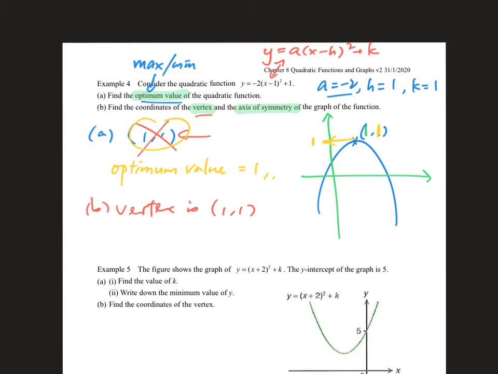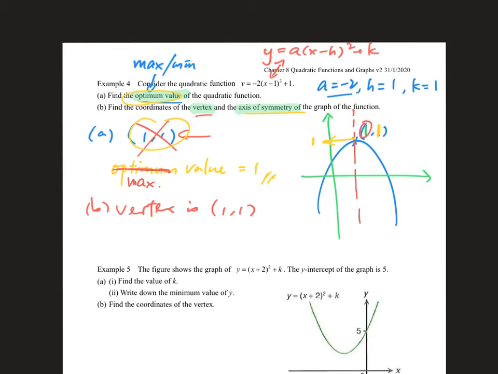So to be more precise, I suggest you write not just optimum value, but you can also write maximum value in this question. So this is the first part, telling you what the optimum value actually means. Next, vertex is a piece of cake, hopefully. But what is the axis of symmetry? Do you remember it?